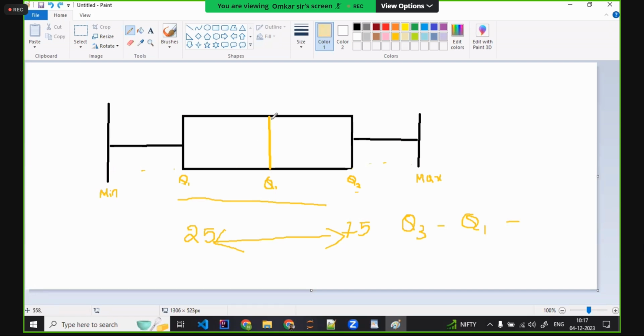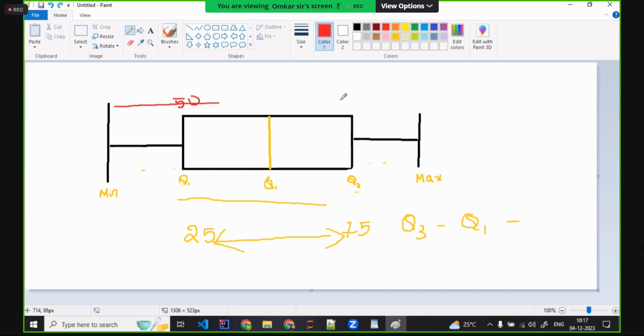Always think like that: in the middle, wherever the line is, that line is nothing but a median line. In between the box, wherever the line is, the line might be here, the line might be here, the line might be in the middle. Wherever it is, that is the median line. And what does the median line mean? 50% of the data will be here. Half of the data on either side and half of the data on this side.